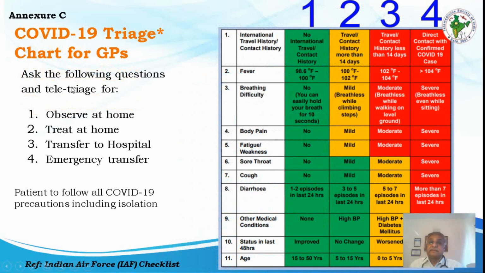This is a very nice triage protocol document, a chart. It's especially for GPs, and as you can see, it has nice color coded information, so that if everything is green, you feel yes, the patient is safe, and so on and so forth. If it's got some browns, perhaps you can treat the patient at home, and if it's got a little bit of reds, you might have to transfer. If it's got too much of reds, you have to transfer. So essentially you tele-triage to either observe at home, treat at home, or transfer to hospital or emergency transfer. Please notice, whatever you do, the patient has to follow all COVID-19 precautions, including isolation.